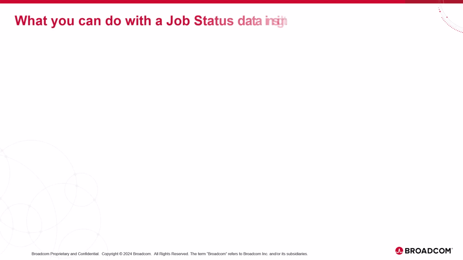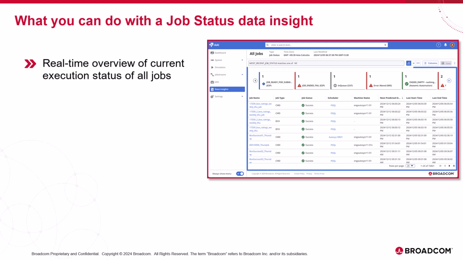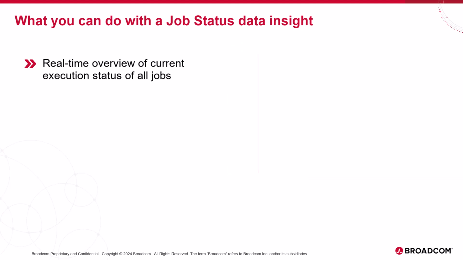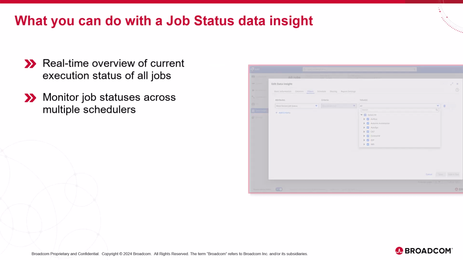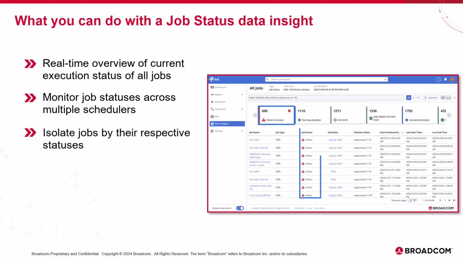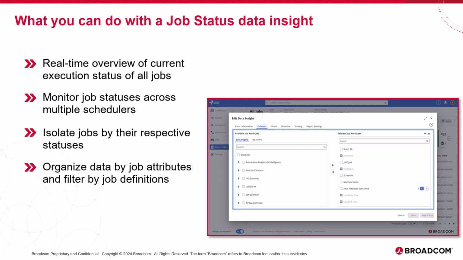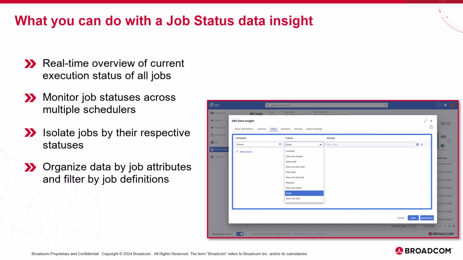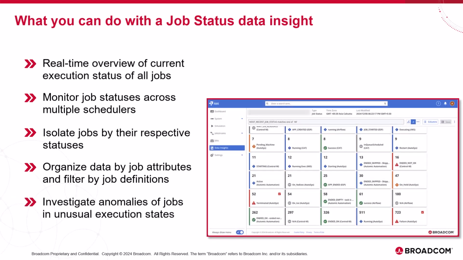The job status data insight gives you a real-time overview of the current execution status of all the jobs in AAI. With a job status data insight, you can monitor job statuses across multiple schedulers. Isolate jobs by their respective statuses for focused analyses. Organize your data by specific job attributes and filter by job definitions. And investigate anomalies by drilling down on jobs in unusual execution states.